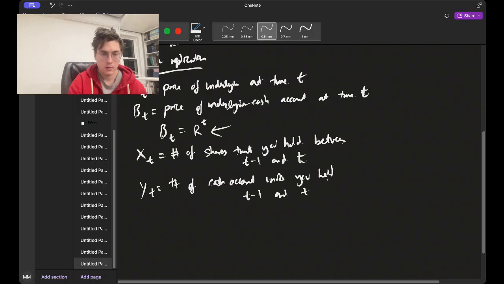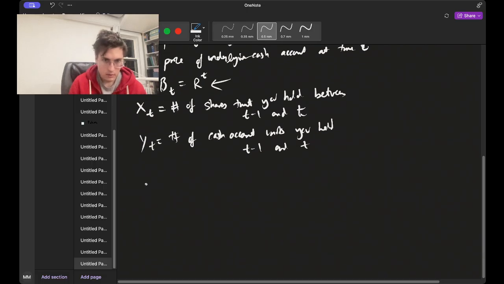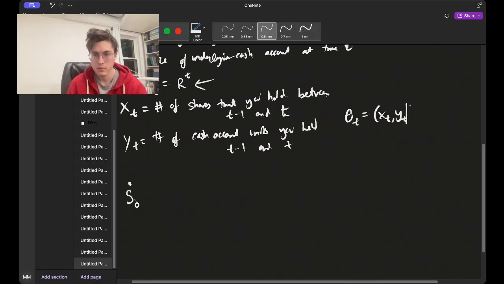So let me draw you a picture. So here we have S0, okay? And let me just also say, theta_t is just the tuple (X_t, Y_t), and it identifies what our strategy is, what our current strategy is, right?